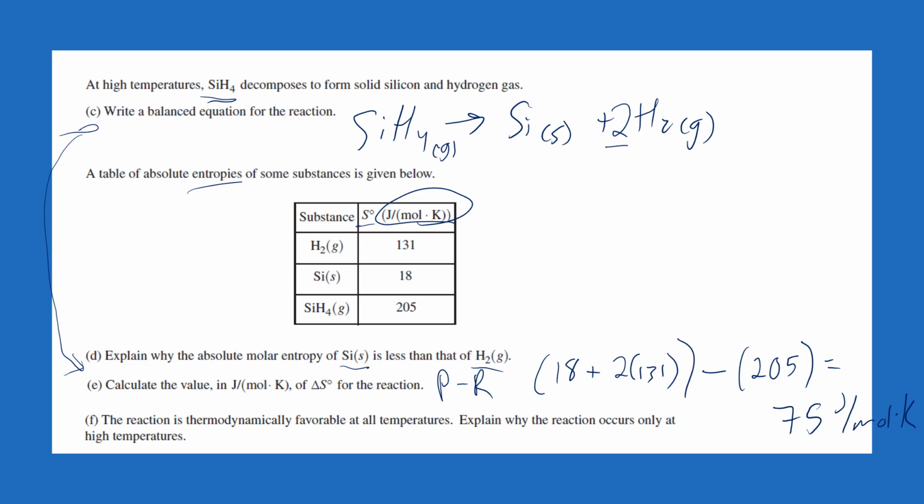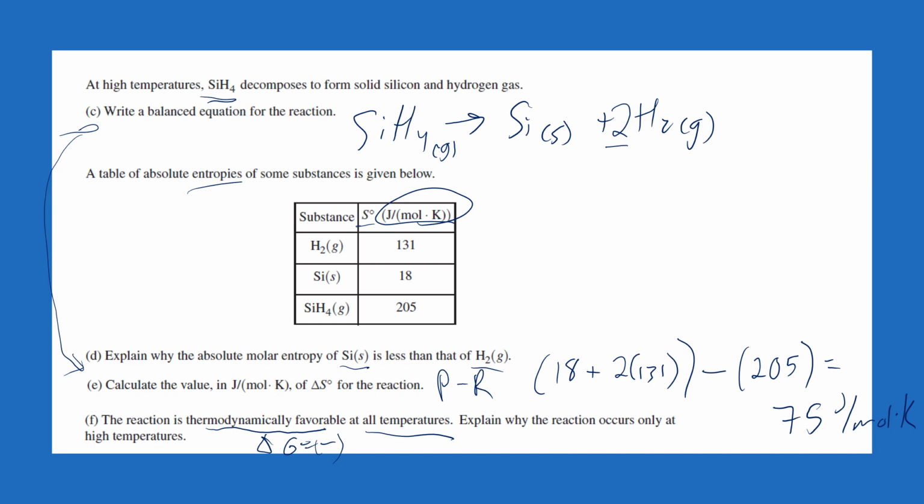Now, part F, the reaction is thermodynamically favorable. So every time you see that, thermodynamically favorable, you know that delta G is negative. And it's thermodynamically favorable at all temperatures. Explain why the reaction occurs only at high temperatures. So it says it's favorable at all temperatures, but it only occurs sometimes.